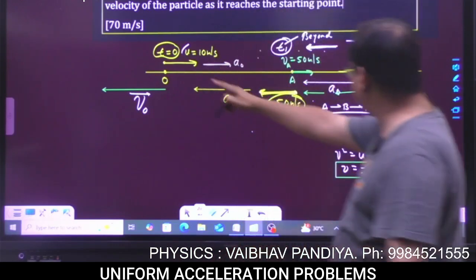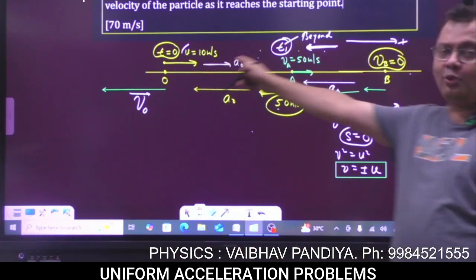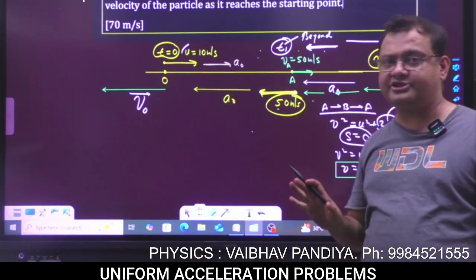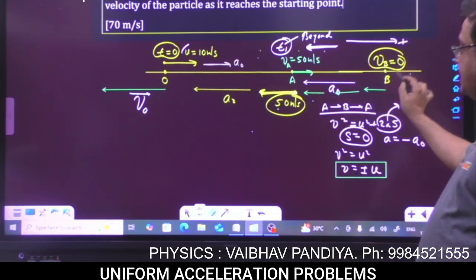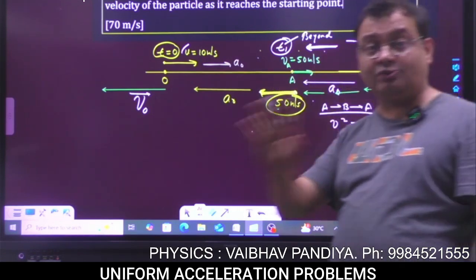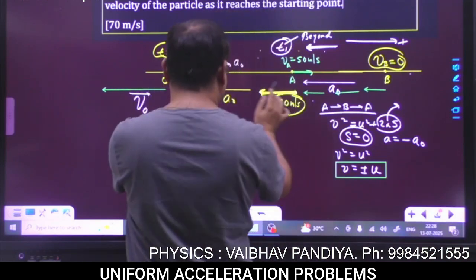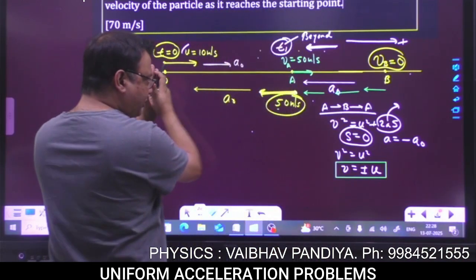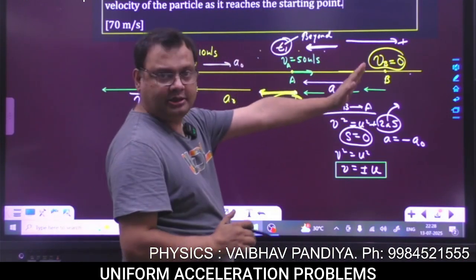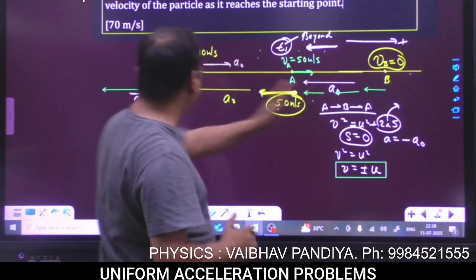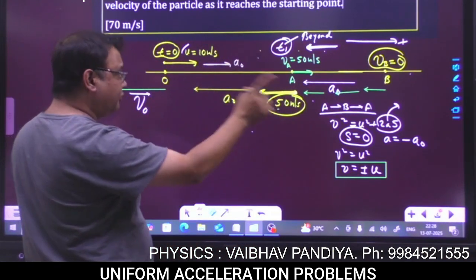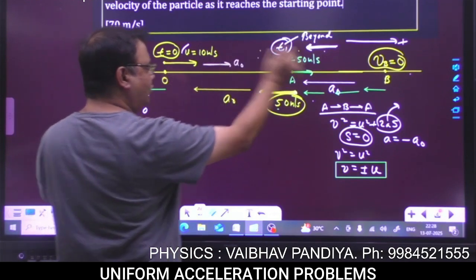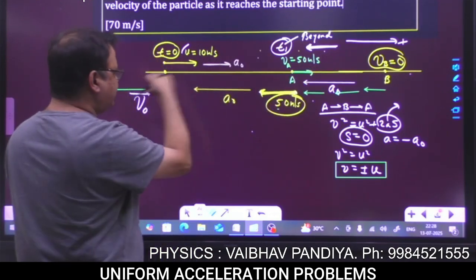But when it is going from O to B and B to O, then the acceleration is not constant. Can you convince yourself? When the particle is going from O to B and B to O, the acceleration is not constant, because from O to A, the acceleration is towards right. From A to B, it is towards left. From B to O, it is towards left. So you can't say that motion will be symmetric from O to B and B to O. You cannot apply that logic here, okay?